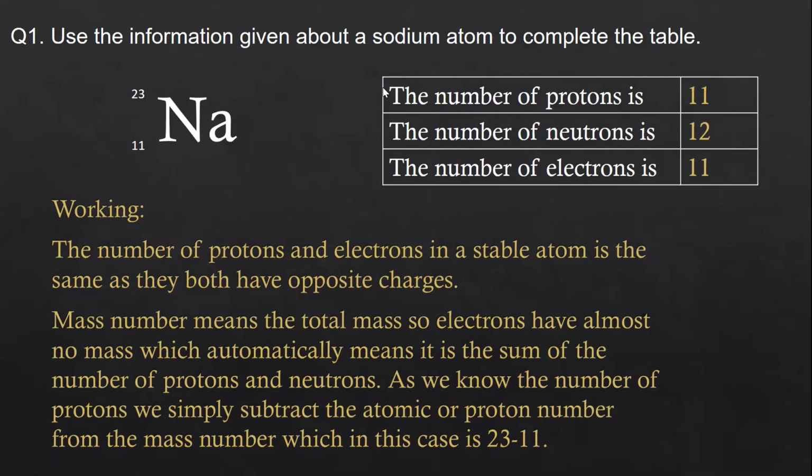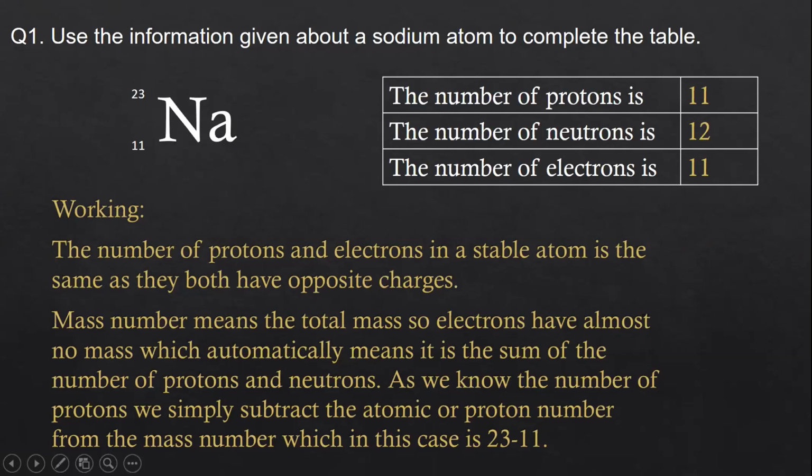The table says to tell the number of protons, number of neutrons, and the number of electrons. The number of protons and electrons in a stable atom is the same as they both have opposite charges. Because it's a neutral atom, the number of positively charged particles should be equal to the number of negatively charged particles for the atom to be neutral. The atomic number tells us the number of protons, which for sodium is 11. So the number of protons and electrons is 11.